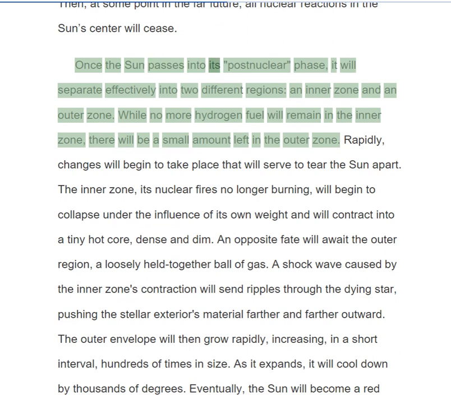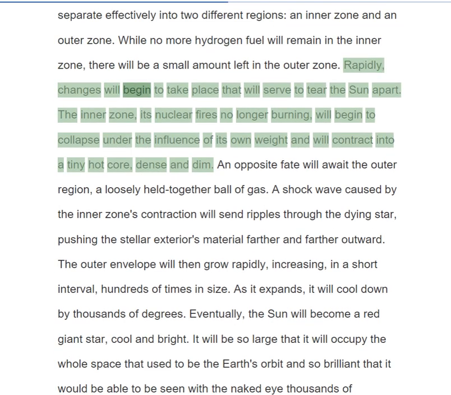Once the Sun passes into its post-nuclear phase, it will separate effectively into two different regions, an inner zone and an outer zone. While no more hydrogen fuel will remain in the inner zone, there will be a small amount left in the outer zone. Rapidly, changes will begin to take place that will serve to tear the Sun apart. The inner zone, its nuclear fires no longer burning, will begin to collapse under the influence of its own weight and will contract into a tiny hot core, dense and dim.